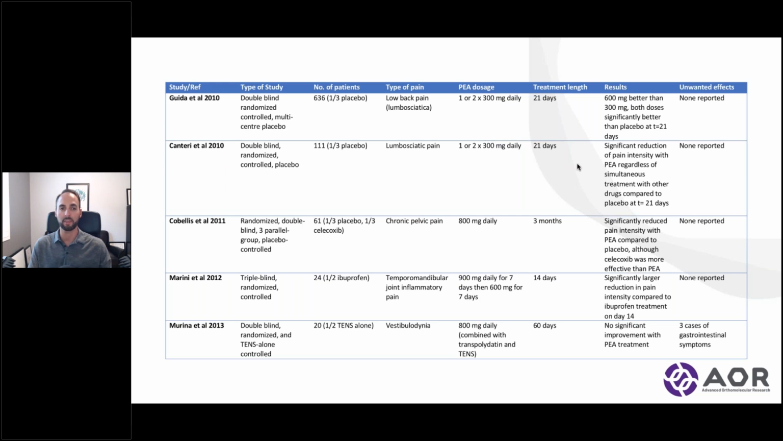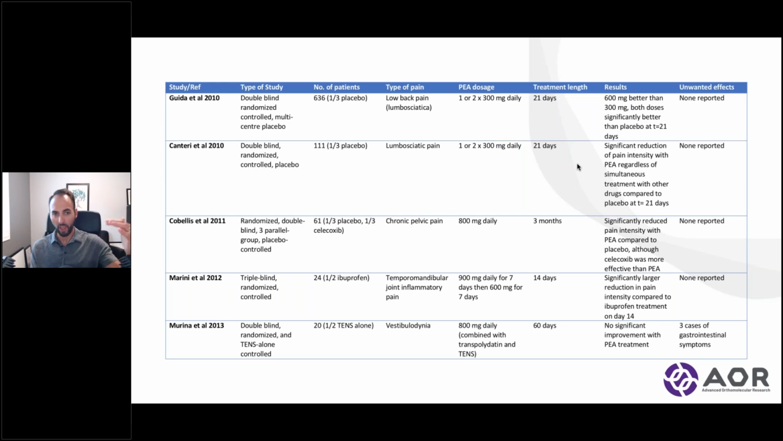So this chart is a really great summary, and I really love showing this to docs when we chat about PEA. You can see here is a really nice smattering of sciatic pain. So lumbosciatica, a very common type of pain. This was using a fairly low dose, 300 milligrams twice daily. And AOR's formulation is 400 milligrams per cap, and it's 90 capsules. There's also a 600 milligram lozenge that is out. In just 21 days, there was a significant decrease in pain.